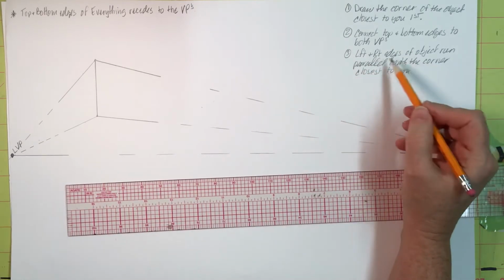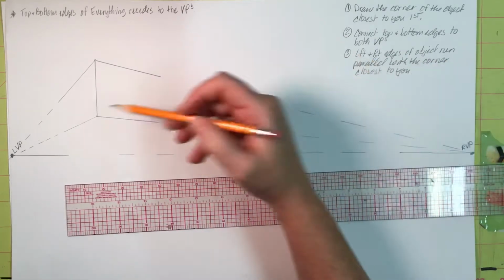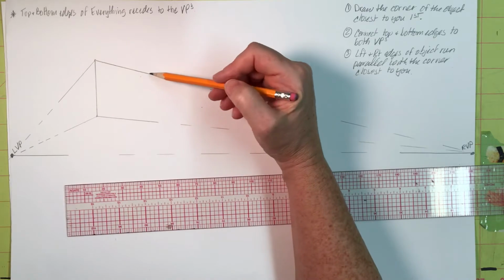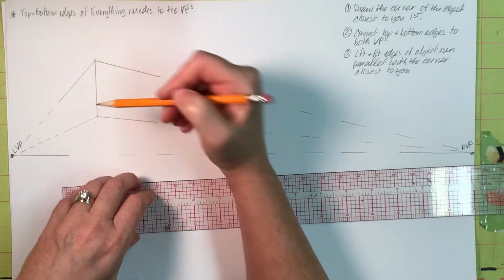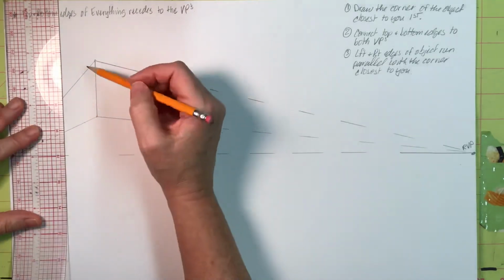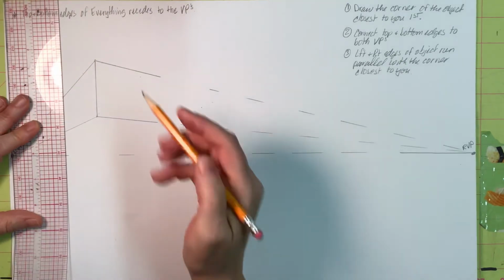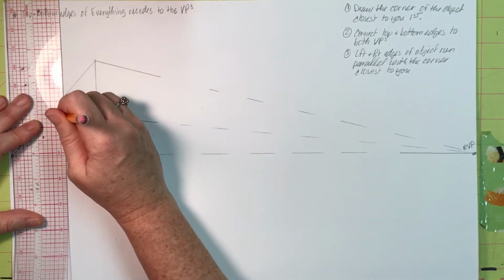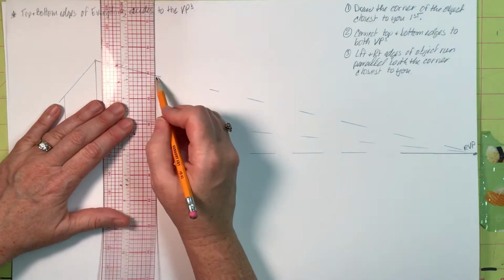All right, the left and right edges of the object run parallel with the corner closest to you. So my left side and my right side run parallel with that edge closest to us. So I'm going to take my ruler, and I'm going to make sure that it's not tilted this way, or it'll look like your box is unfolding. There's my left side of the box.